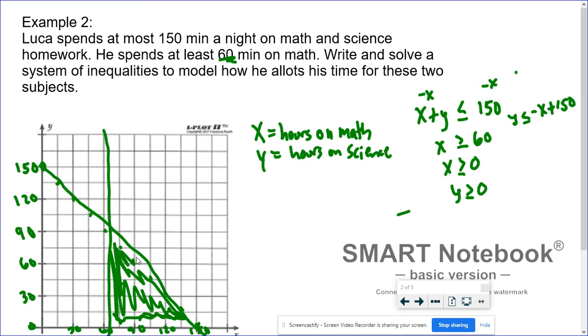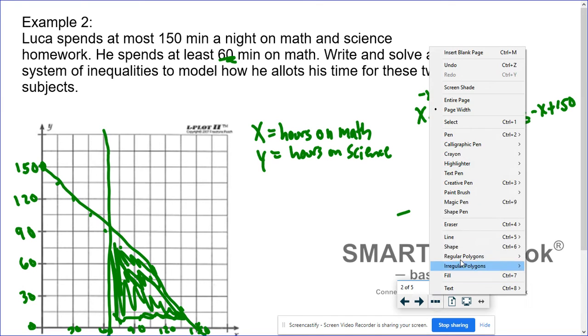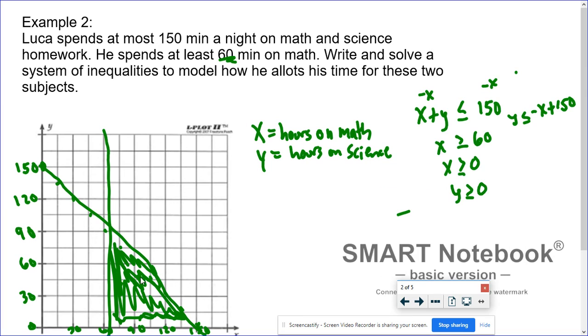So that means any ordered pair in here would work. Let's just pick one. If I picked this point right here, that means he's spending 90 minutes on math, remember x is math, and 45 minutes on science. That works within the constraints of what we're set here. If you picked a point out here, 120 minutes on math and 90 minutes on science, that would break the first one here because 90 plus 120 is more than 150, right? So that's why that point would be outside the shaded region.